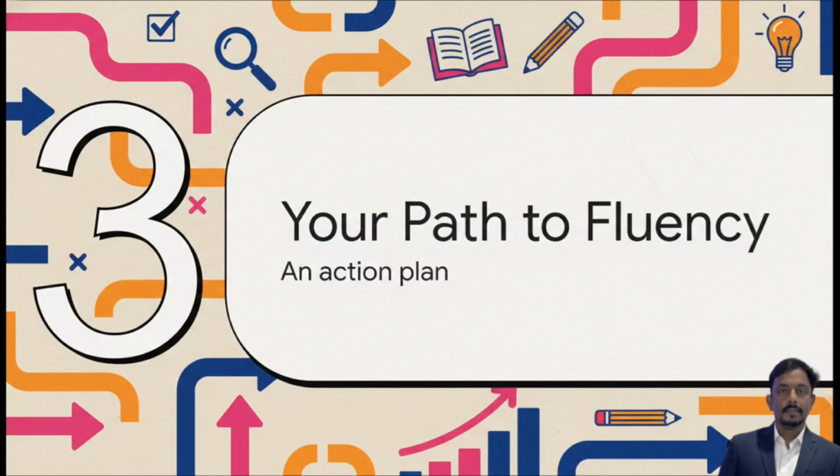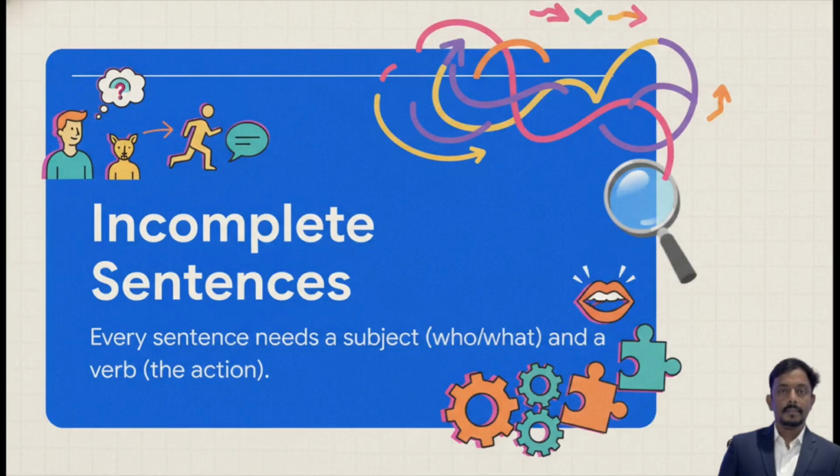Okay, we've covered the foundations. We've talked about choosing the right words. Now, before we get to your action plan, there's just one last crucial mistake we need to talk about, because this one can really undermine all your other hard work. And that final mistake is the incomplete sentence.